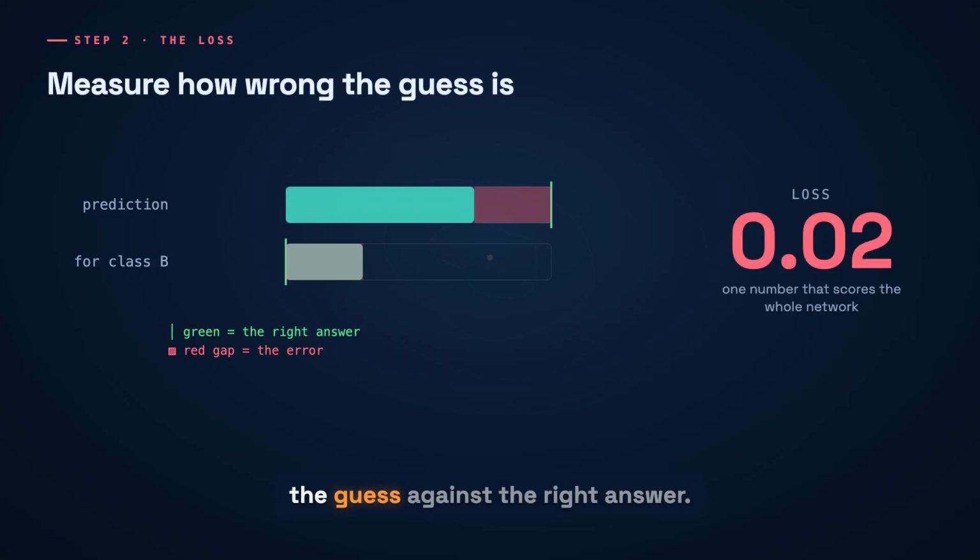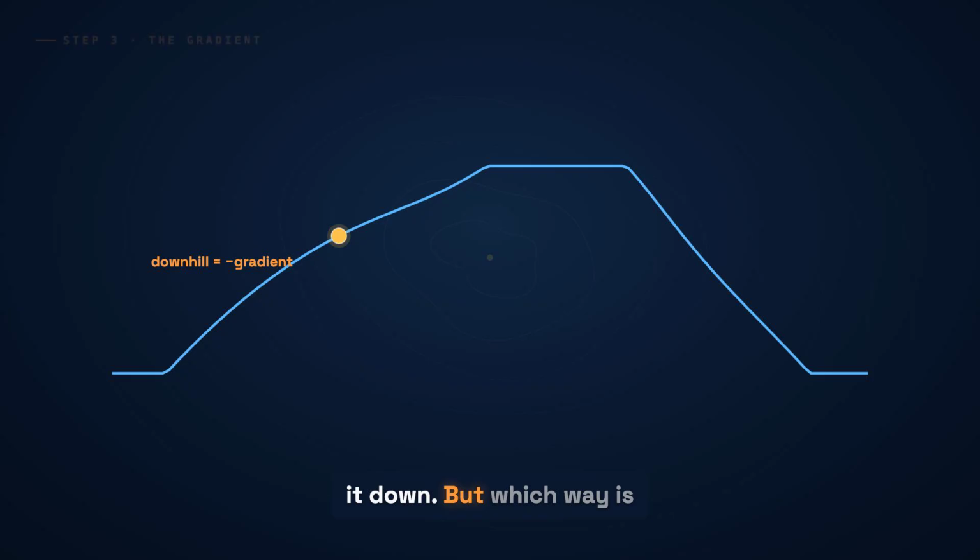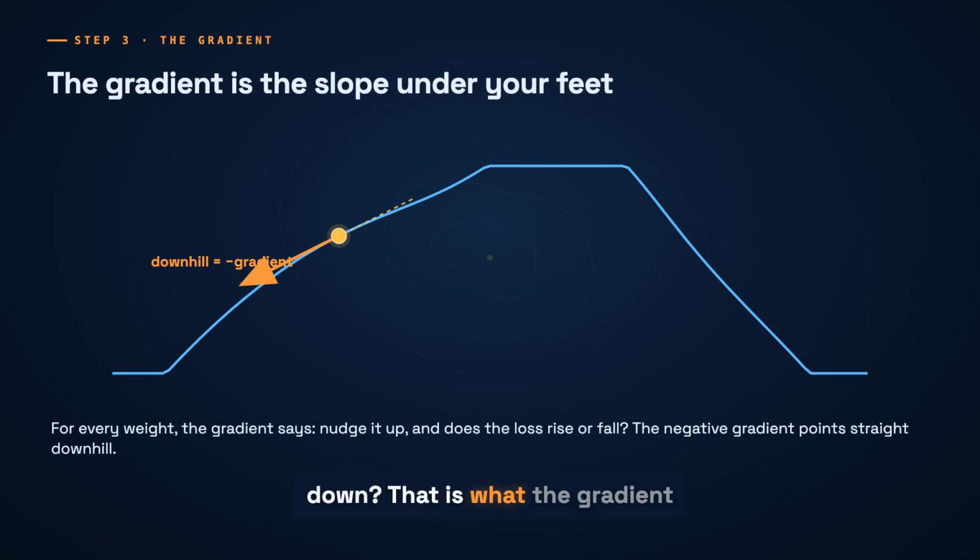Next, we check the guess against the right answer. The loss function measures the gap between them and boils it down to a single number. A big number means the prediction was badly wrong. A small number means it was close. This one number is our altitude on the mountain. To learn, the network has to bring it down. But which way is down? That is what the gradient tells us.